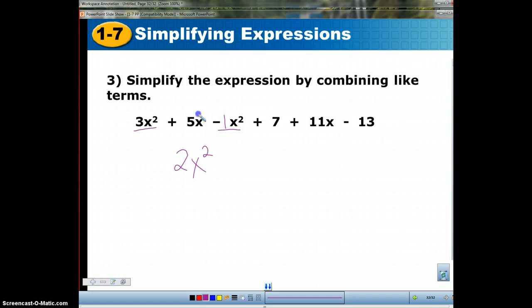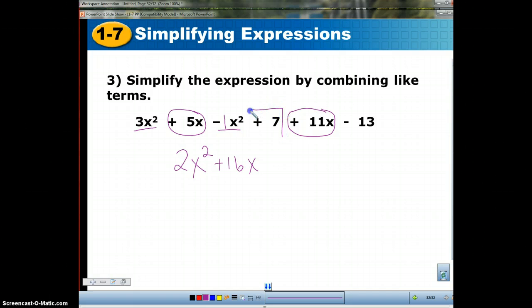What's next? Well, here I have a 5x to the first power, and it's a plus or a positive 5x. Here is a plus 11x to the first power. They both have an x to the first power. They are like terms. I can combine a positive 5 plus 11. That is a plus 16x.